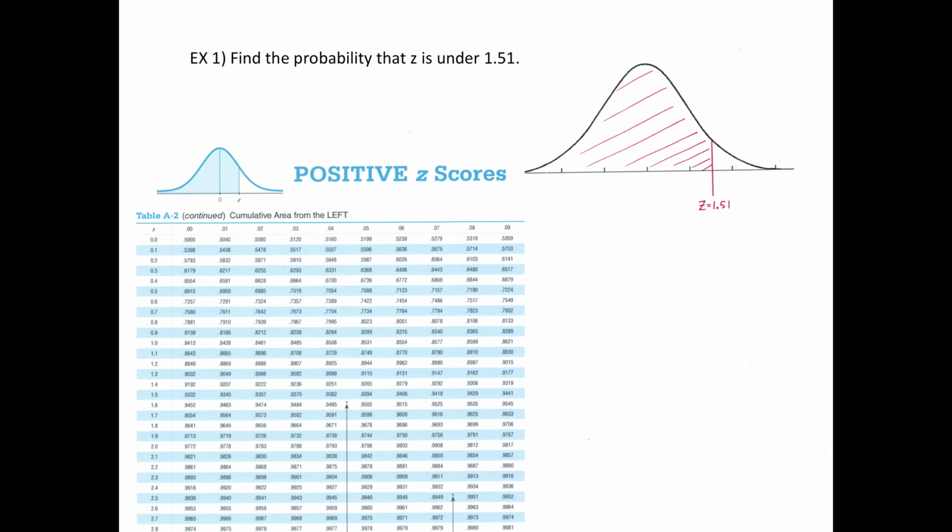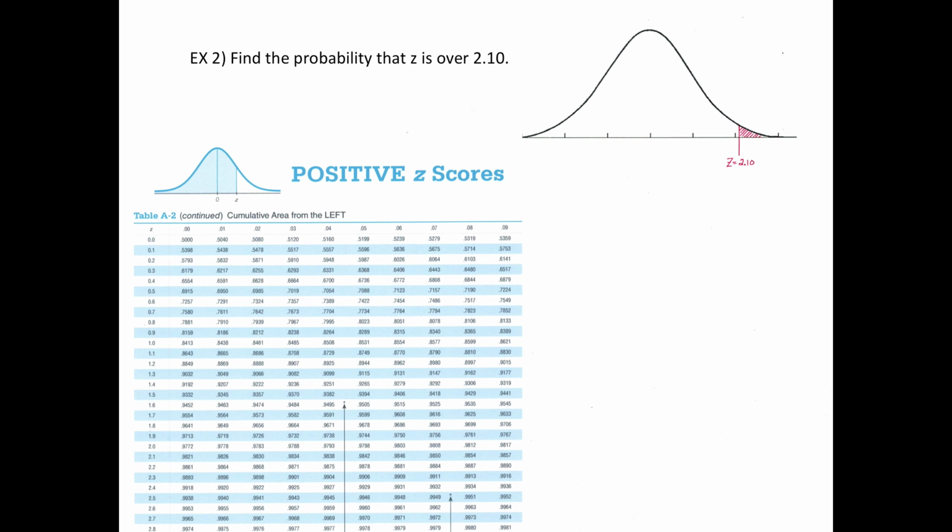So for example number 1, find the probability that z is under 1.51. It's always a good idea to draw the picture so you've got an idea of what area you're looking for. We then look at table A2. It's a positive z-score, 1.51. As I said, you look on this side to get the first decimal, 1.5, and then 1. Those two meet right here at 0.9345. Since this matches the shaded area, that's going to be the answer. We don't have to do anything else. 0.9345.